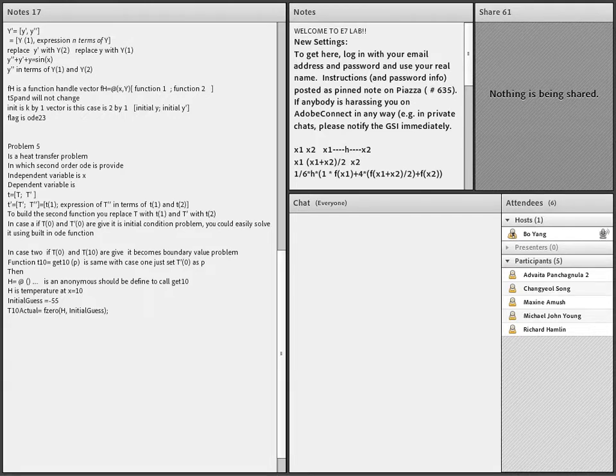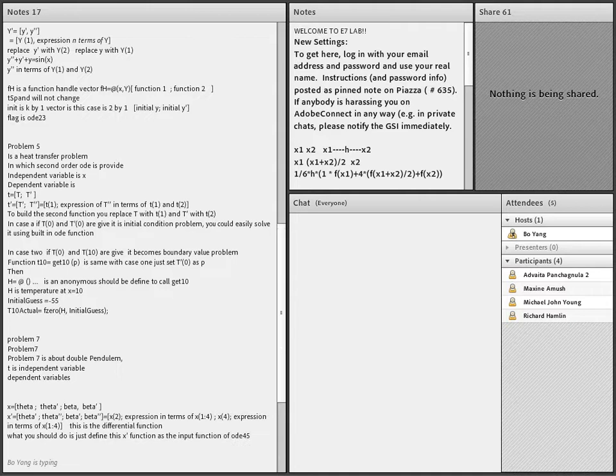Problem 6 is a control problem which is very complicated. So I decided to first talk about problem 7, then we go back to talk about problem 6. Problem 7 is also a very simple idea. It is a problem about a double pendulum.